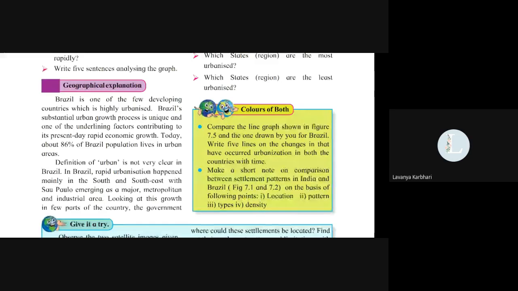In Brazil, rapid urbanization happened mainly in south and southeast, with Sao Paulo emerging as a major metropolitan and industrial area. Looking at this growth, okay, so the definition of urban is not very clear in Brazil.